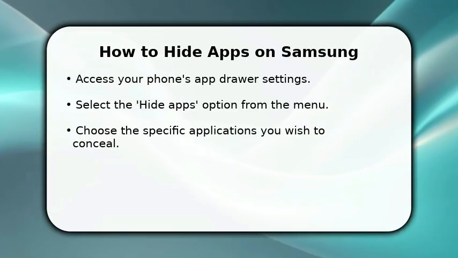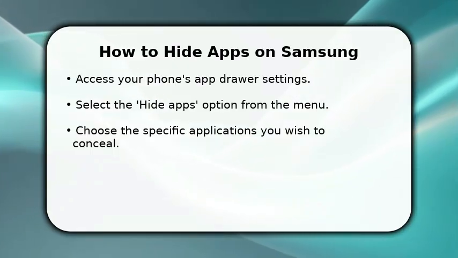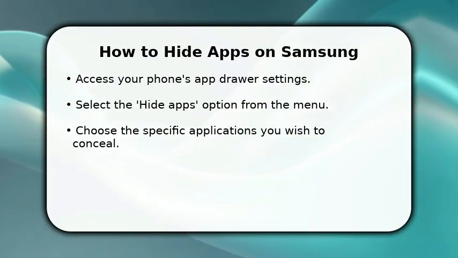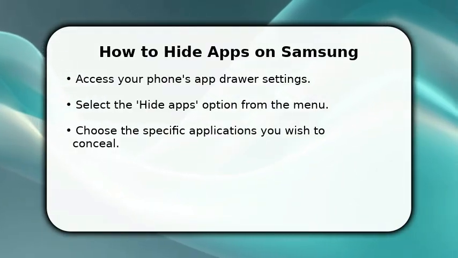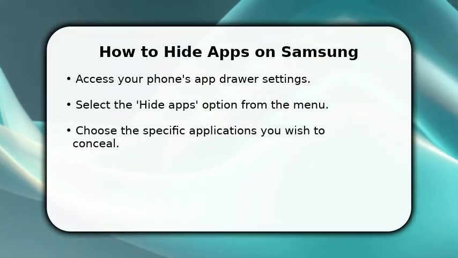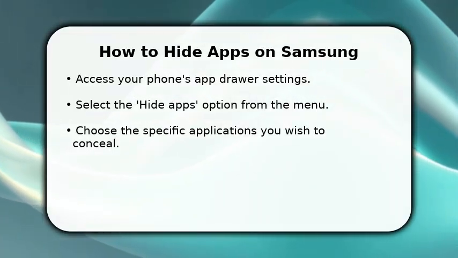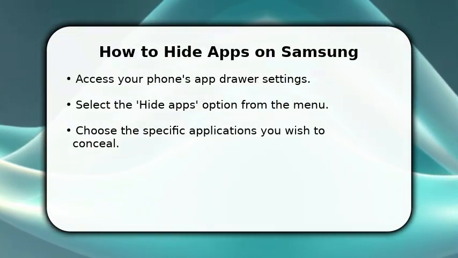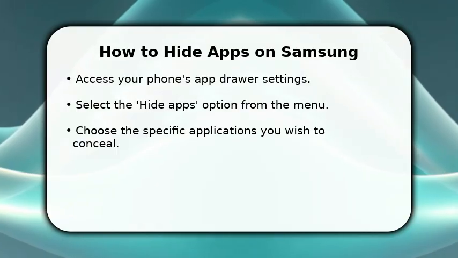In this video, I will explain how to hide apps on Samsung phones. First, open your app drawer and tap the 3 vertical dots or gear icon to access settings. Look for the Hide Apps option within the Settings menu. Select the applications you want to hide from your home screen and app drawer. This method is quick and effective for basic privacy.